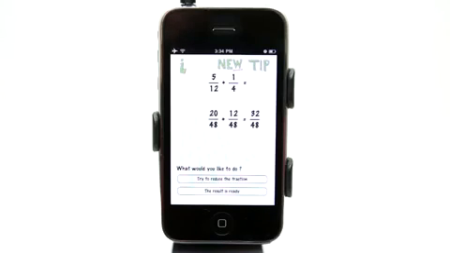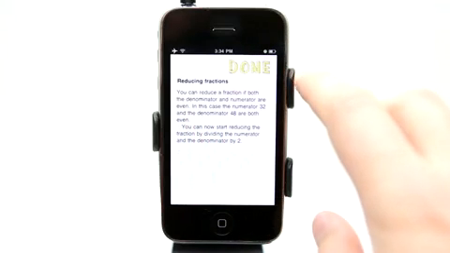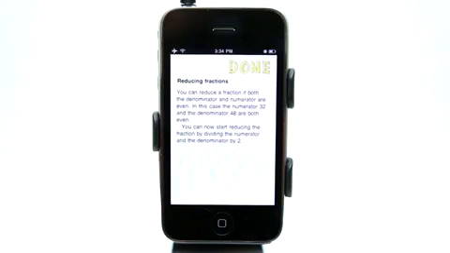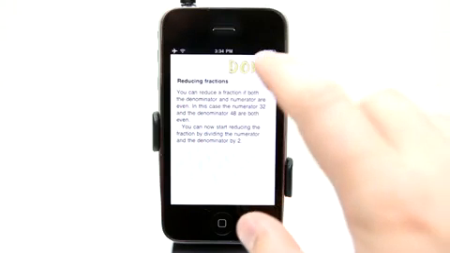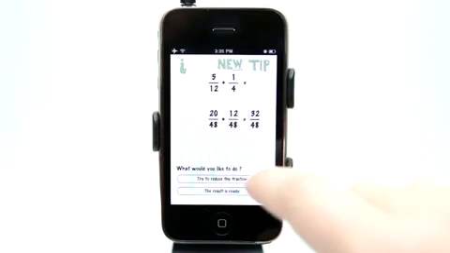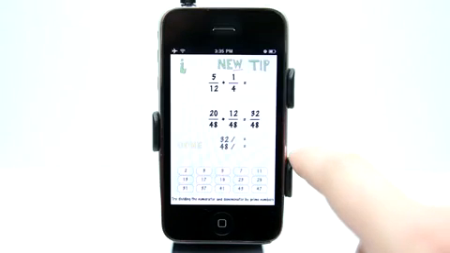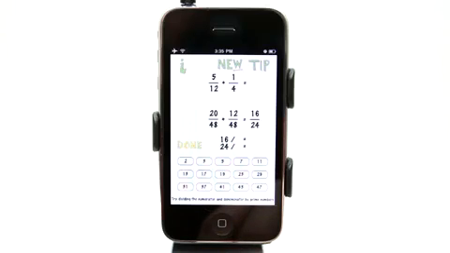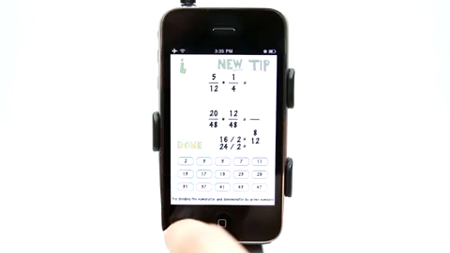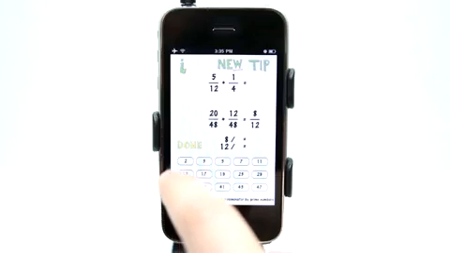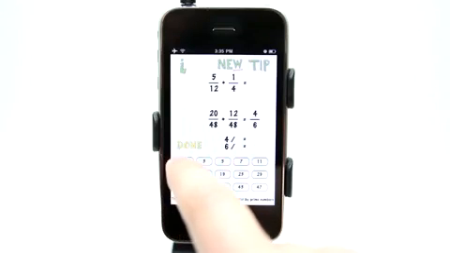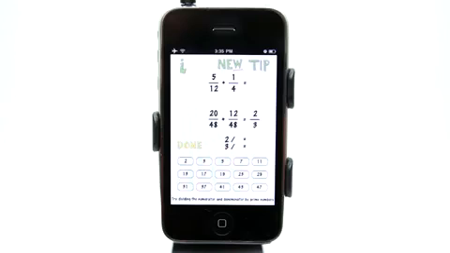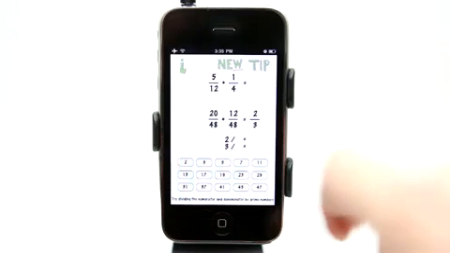Now what would we like to do? Well, if we're unsure, we can always go and view the tip. So it says you can reduce a fraction if both the denominator and the numerator are even. In this case, they are. So we can start by going by 2. Let's try and reduce this fraction. Let's go by 2. All right. Let's try dividing that again, and again, and again. And that is as reduced as it can get. Let's hit done.